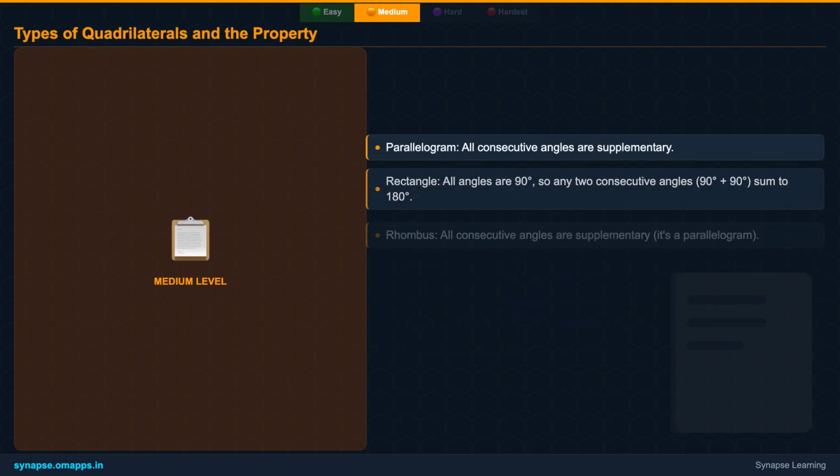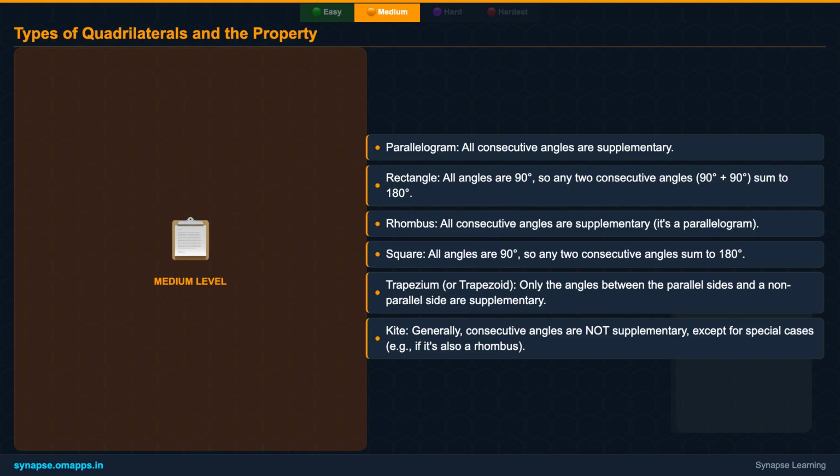Applying this property helps us find unknown angles. If you know one angle in a parallelogram, you can find all the others. For example, if angle A is 70 degrees, then angle B, consecutive to A, must be 110 degrees, 180 minus 70. And angle D is also 110 degrees. This simple method unlocks a lot of information about quadrilaterals.